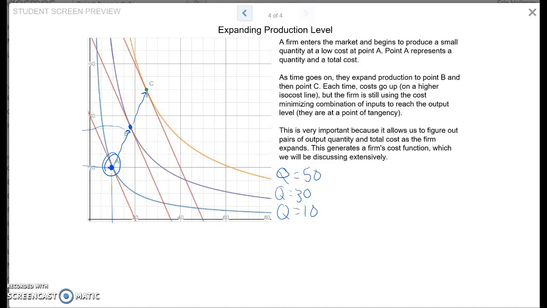You could compute the total cost that you're going to face in each of those time periods as you expand out, because you know the wage rate and the rental rate, and you can just multiply by how much labor and capital you're using and get the total cost of each one. So that's where we're headed with this. Eventually we're going to end up with a function where, if you tell me the quantity I need to produce, I can tell you the minimum possible cost to produce that quantity. And we'll be using these graphs to do it.